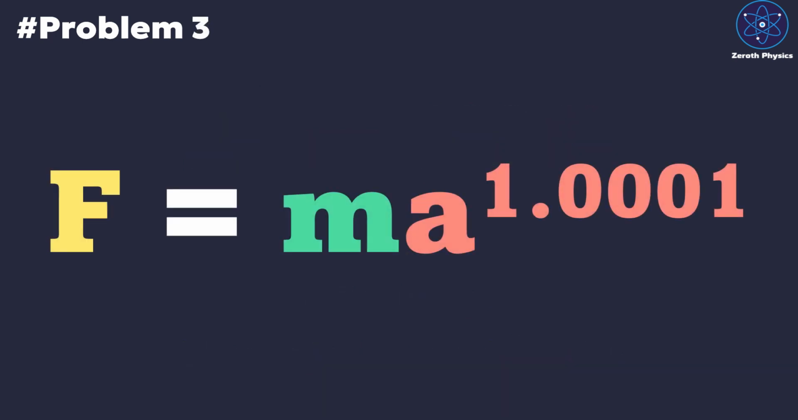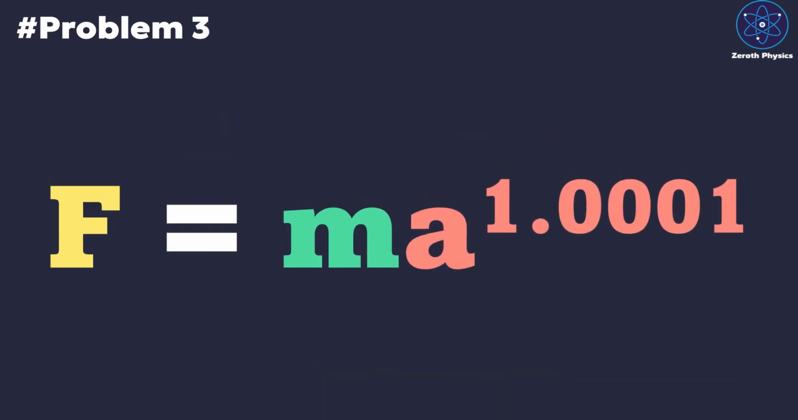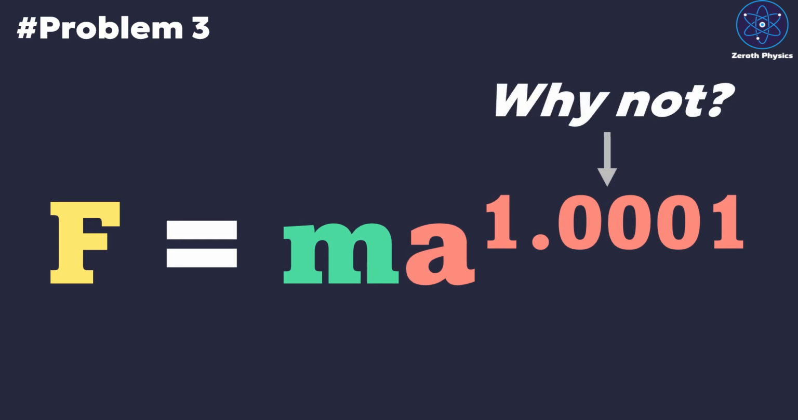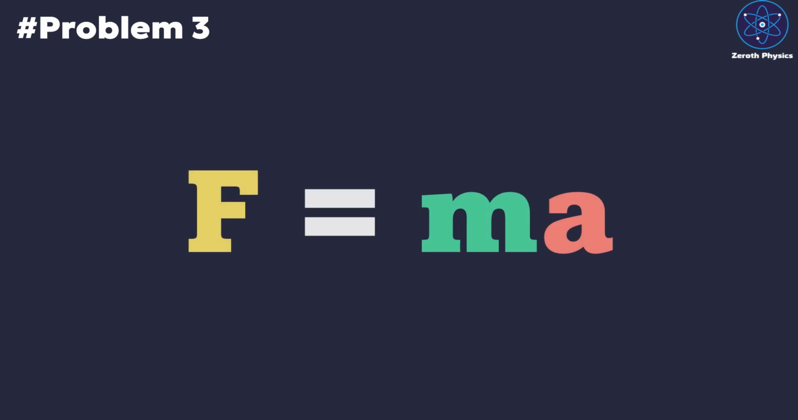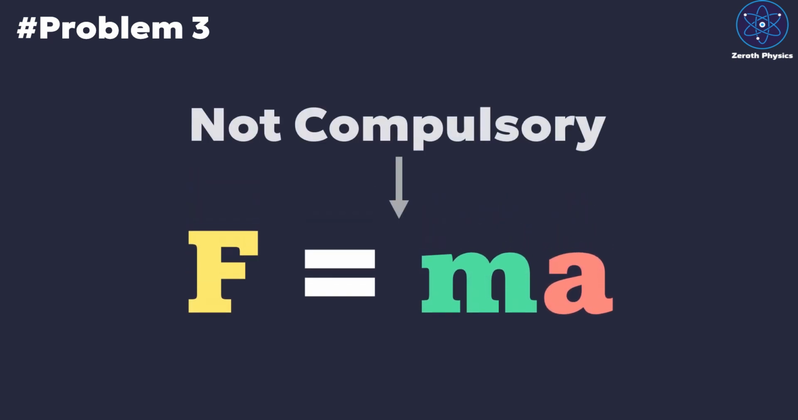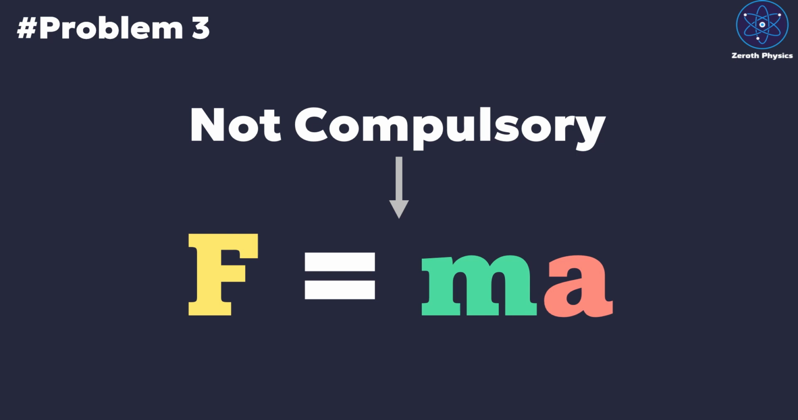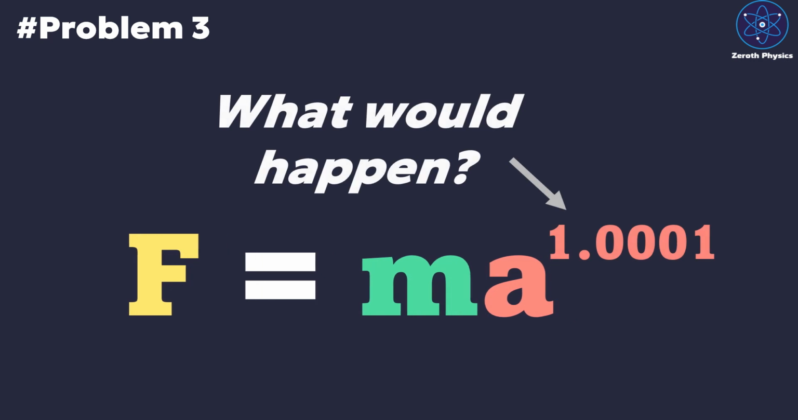The third problem is why force cannot be equal to mass times acceleration to the power of 1.0001. We know that force is exactly equal to mass times acceleration. However, our nature does not require force to be precisely equal to this product. So, what would happen if force were equal to mass times acceleration to the power of 1.0001?